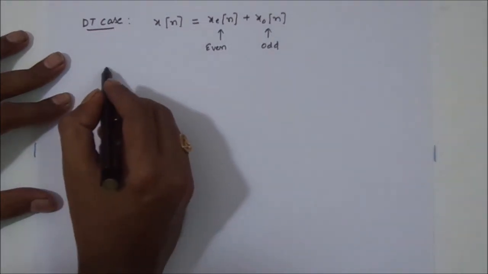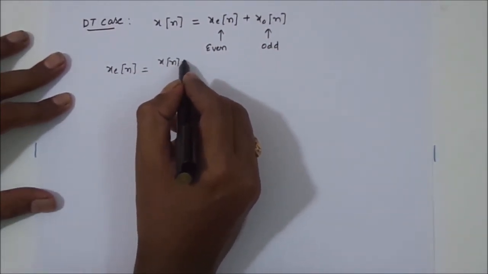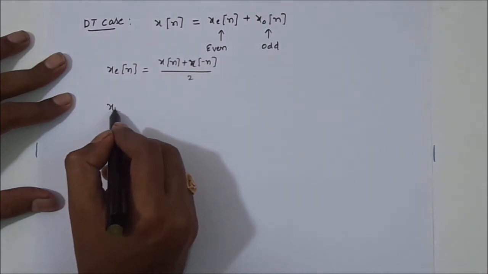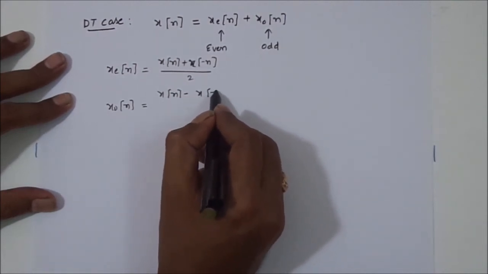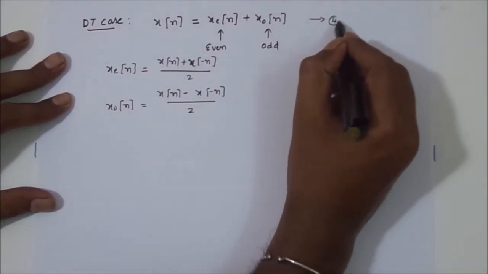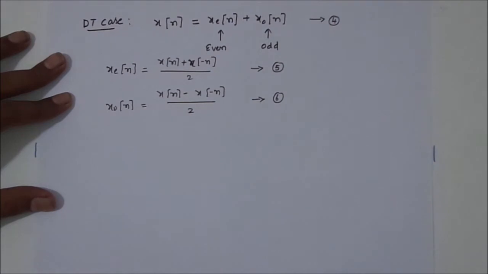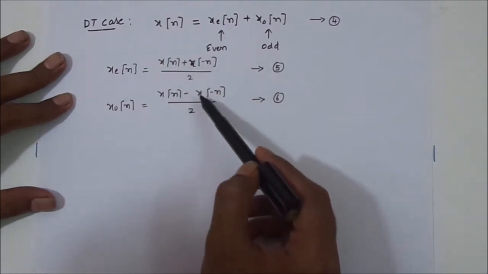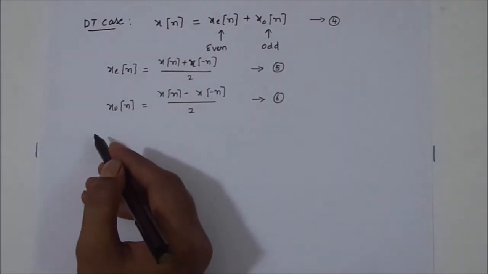Again, xe of n is nothing but x of n plus x of minus n by 2, and xo of n is equal to x of n minus x of minus n by 2. Let us call this equation 4, this one 5, and this one 6. As usual, if you add xe of n with xo of n, you should get x of n. That is clear from these two equations. If you add these two, I'll get 2x of n by 2, which is the same as x of n.